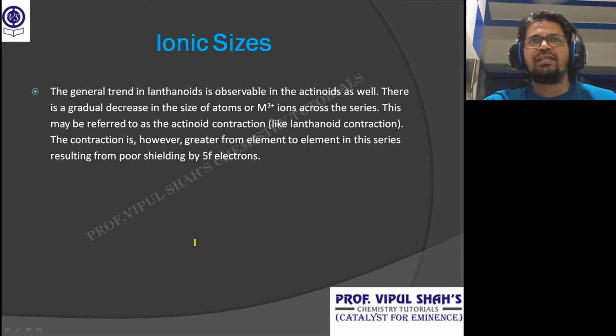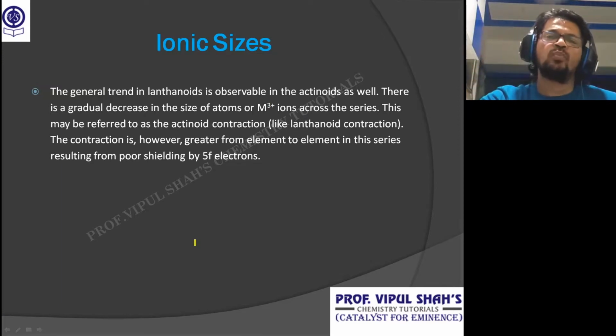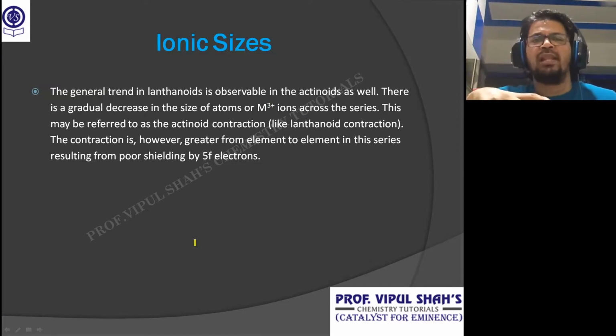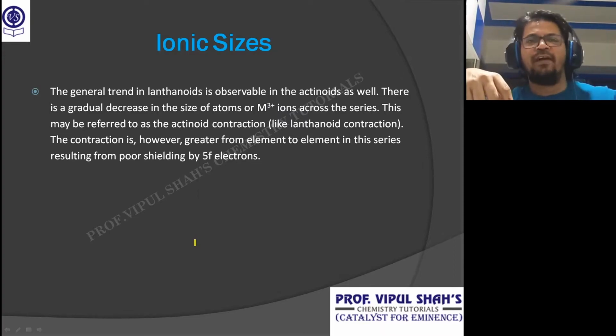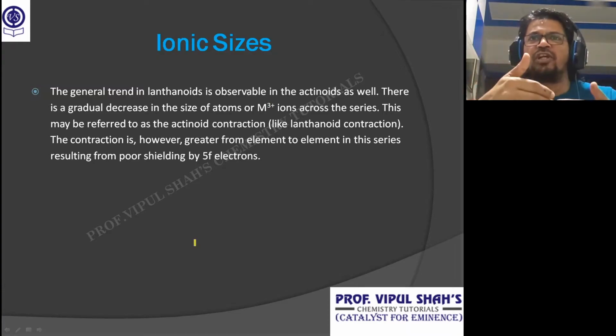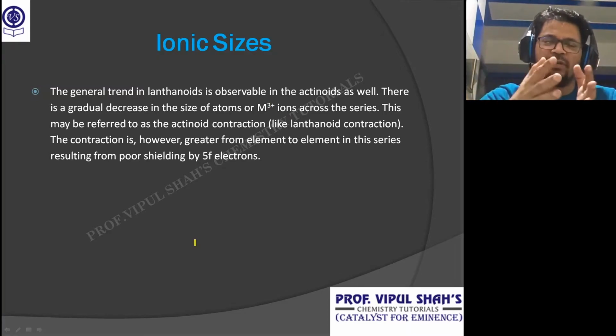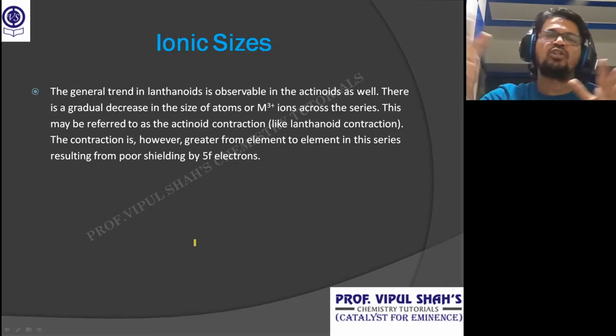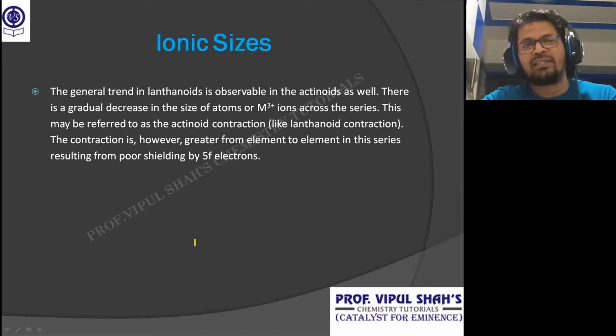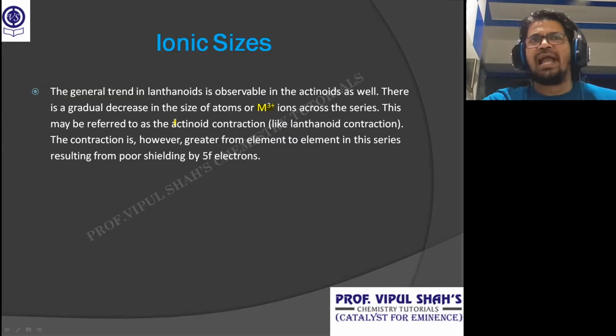Next, the ionic size. They all are stable in the +3 oxidation state. We spoke about lanthanoid contraction. Here the actinoid contraction will be much more compared to the lanthanides, because compared to 4f, the 5f electrons are shielded more, as they are deep inside. No doubt, 5f shielding will be poorer, so the contraction will be more. So compared to lanthanides, actinide contraction is greater. There's a gradual decrease in M3+ size, which is referred to as actinoid contraction.